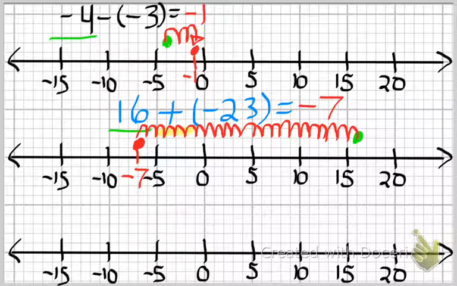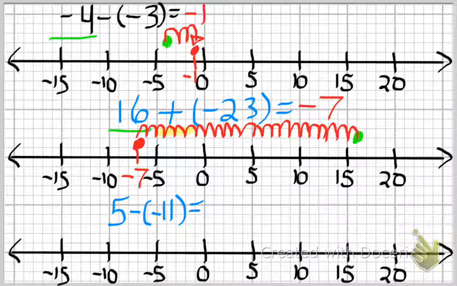Alright, so now I'm going to do one more example where I'm really going to walk you through it, and then I'm going to give you some examples of adding and subtracting for you to try. And then you'll hit pause and you'll try them and see how you did. So we're going to do one more example together, and then you're going to try a few on your own.